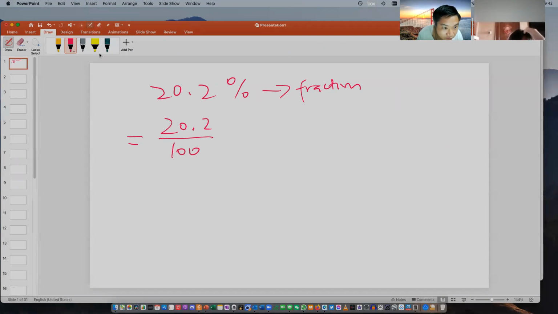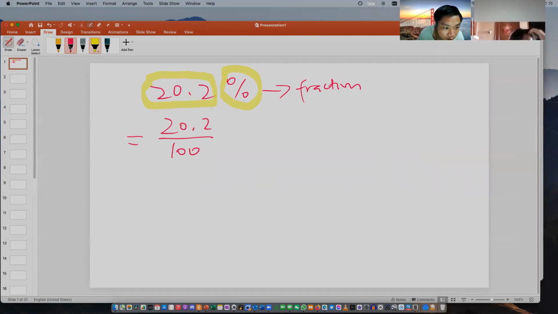Okay, so what you have is, pay attention, you have a 20.2 here, right? And then you have a percentage here, right? So your first step is to convert this to a fraction. How do you convert to a fraction? That means you take the 20.2, whatever is in front of the percentage, you put it in the numerator, and then you divide by 100.